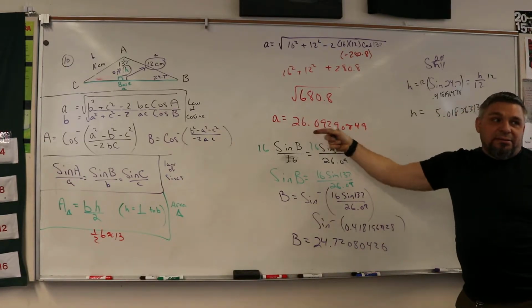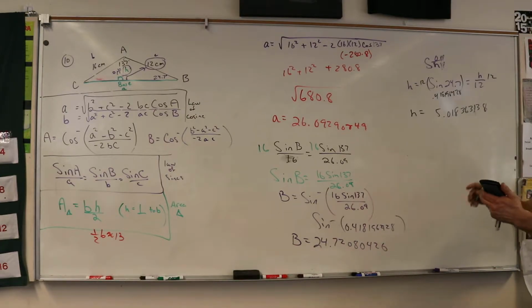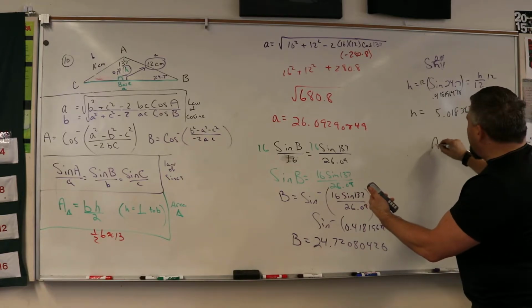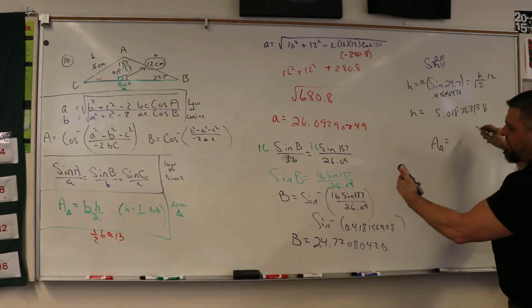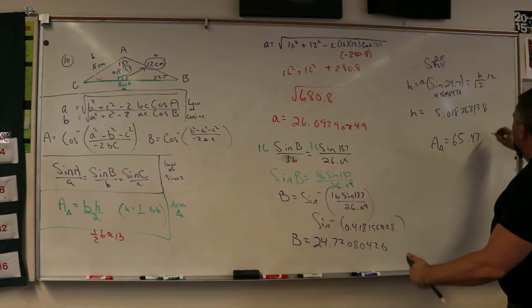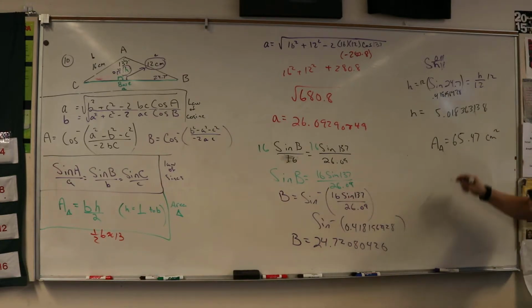Okay? Now, I have the height, I have the base, so I'm going to take this times this, so times 26.09, focus, 290749 times 0.5 equals, and you'll get that the area of that triangle is equal to 65.47 centimeters squared.